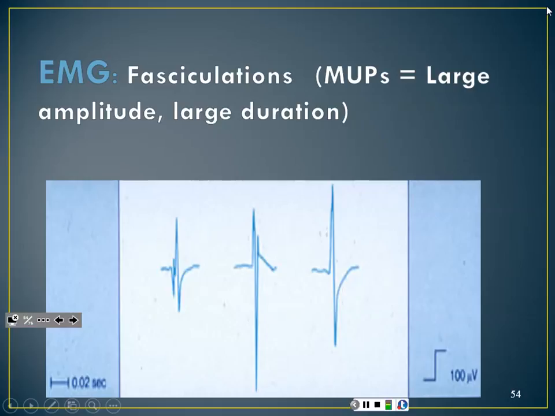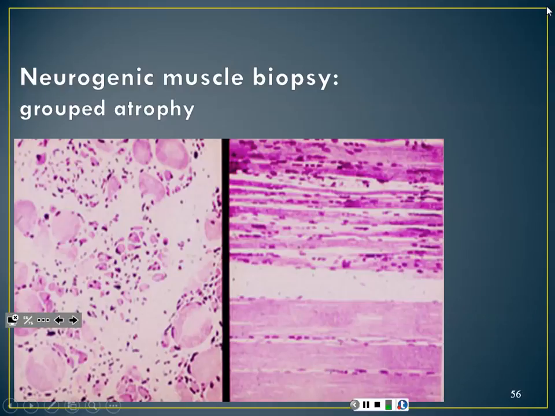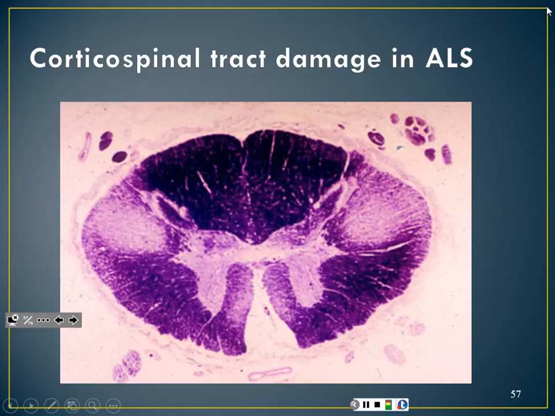If I put a needle in the muscle, I'm going to see these big units. I'm going to see fasciculations and see the other. And we get that ALS pattern. You're going to get what? Grouped atrophy is what you see with neurogenic disease. It is the pathology of that type of process. And then in this disease, the corticospinal tracts are damaged. That's why they get the upper motor neuron. So ALS is a unique disease that attacks corticospinal and anterior horn cell.